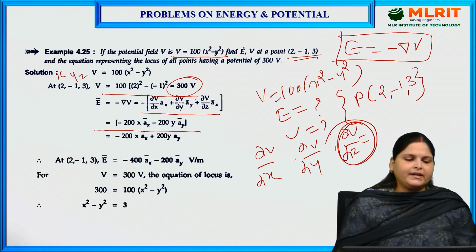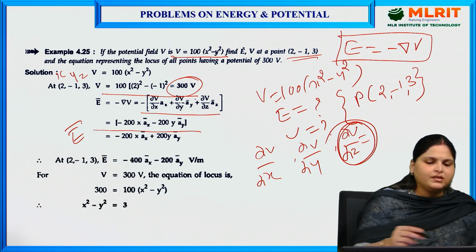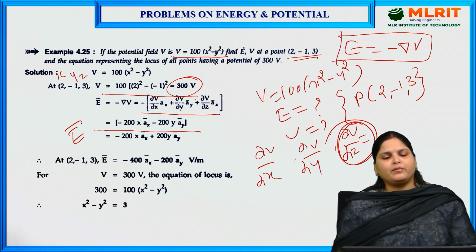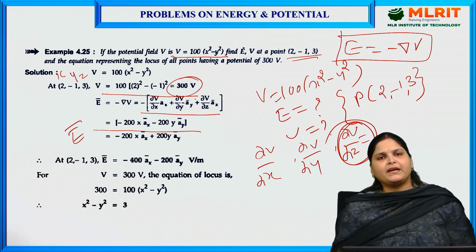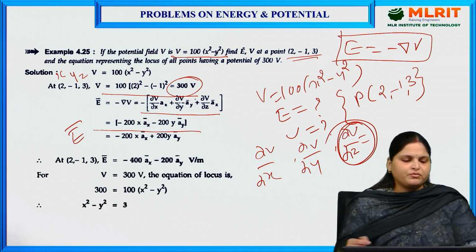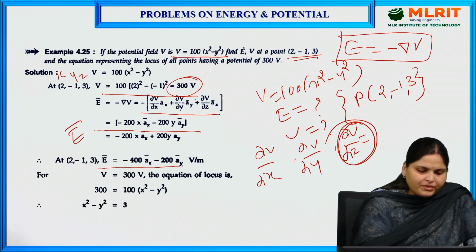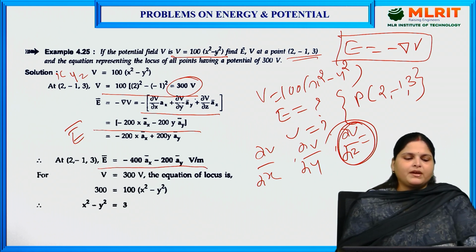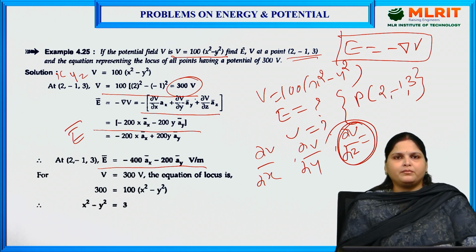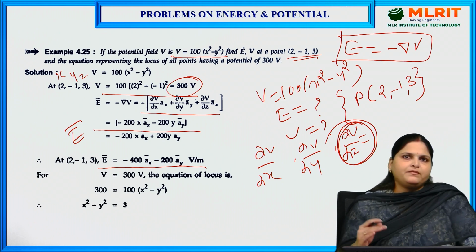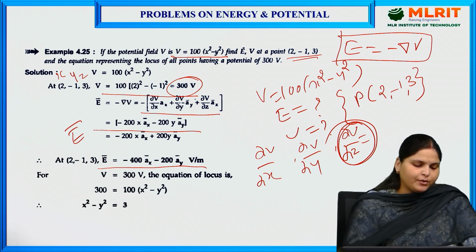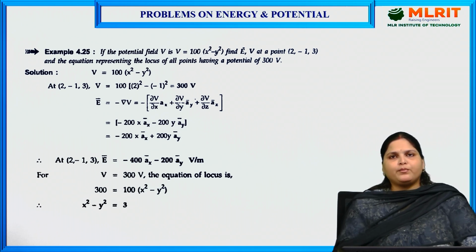We have to find E at 2, minus 1, 3. So we will put 2 in place of x and minus 1 in place of y. So we will get E is equals to minus 400 Ax plus 200 Ay volt per meter. This is the first part of the question where we have calculated E and V at point 2, minus 1, 3.